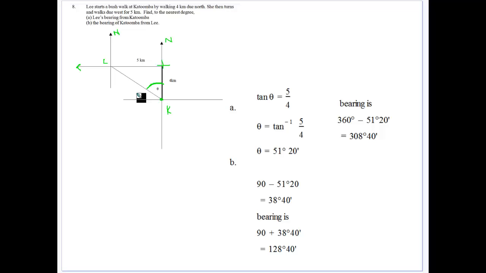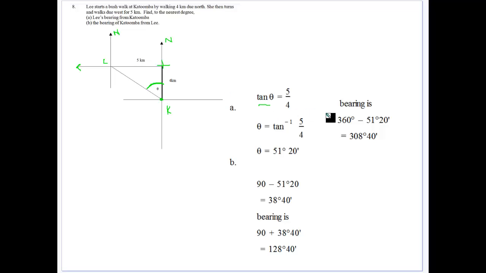So where are you from? Well, it's from Katoomba, so that's where we're looking in that direction for Lee. So we've got two sides: 4 kilometres and 5 kilometres, which is the adjacent and the opposite. So that's where we get tan of theta is 5 on 4. So we take the inverse tan of 5 on 4 and get 51 degrees there.